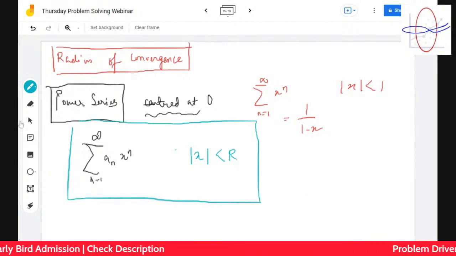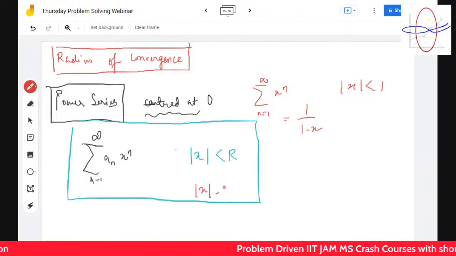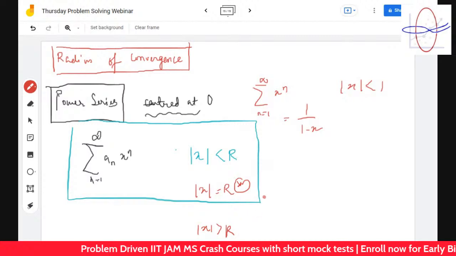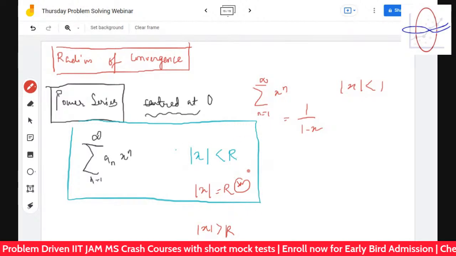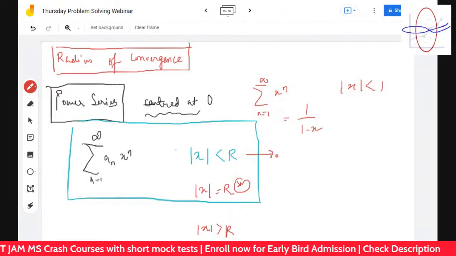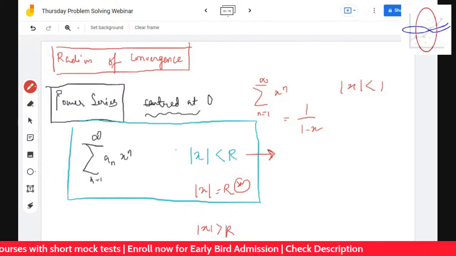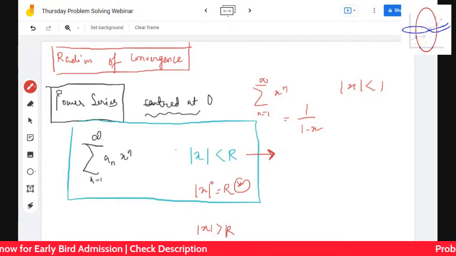So the core thing is that it may converge at this point, but it doesn't converge above this. But it must always converge within this. So we have to find that R. Can someone tell me why it is so that it is always of this form?